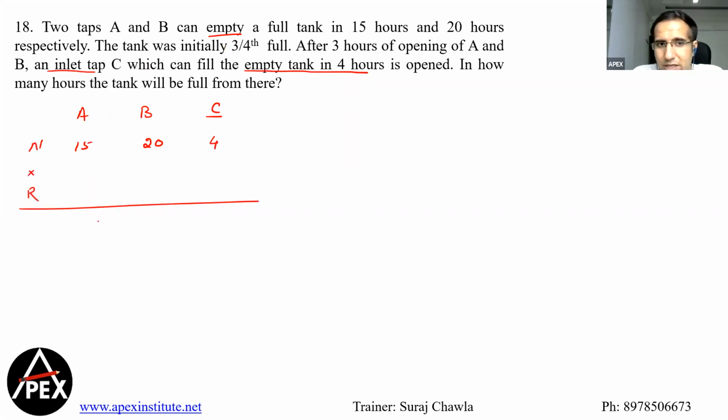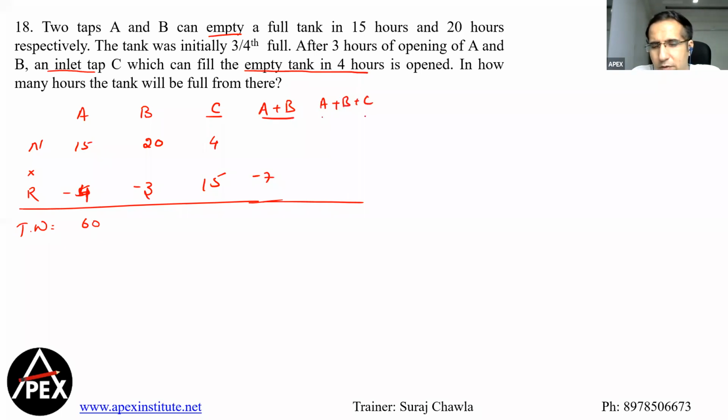So again, the table becomes easy now. So total work would be 60. This is into minus 4, into minus 3, into 15. And I know that A plus B would be minus 7. And A plus B plus C would be 8.